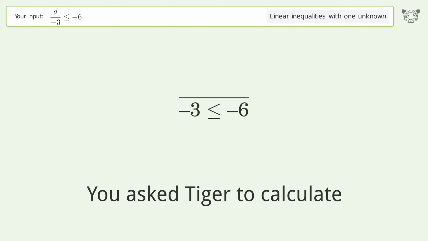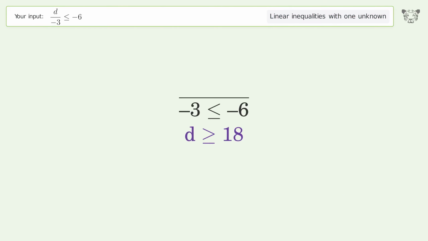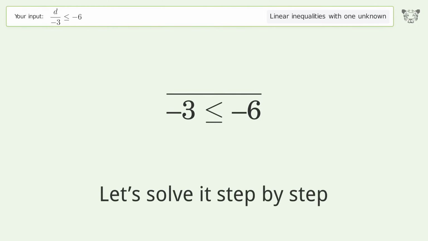You ask Tiger to calculate. This deals with linear inequalities with one unknown. The final result is d equal or greater than 18. Let's solve it step by step.